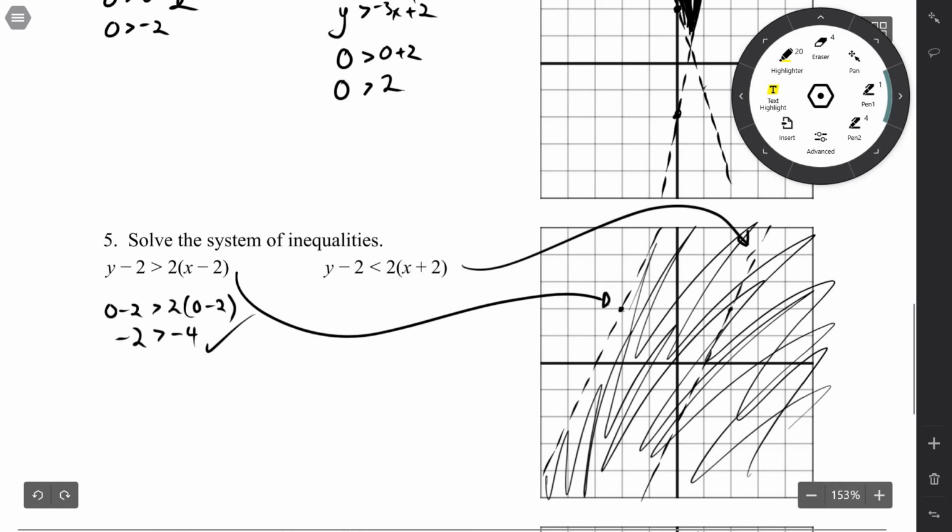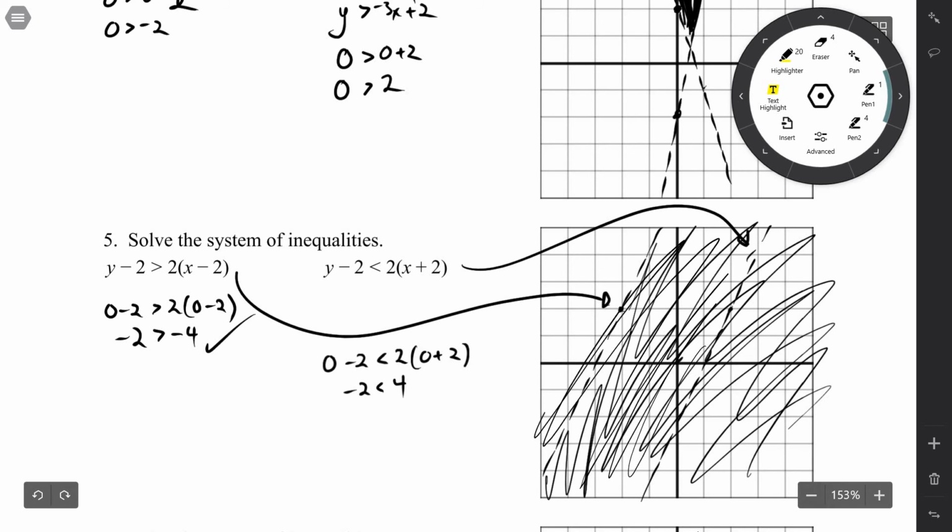If we try out 0, 0, we would get 0 minus 2 is less than 0 plus 2. So you get negative 2 is less than positive 4. That definitely checks out. So it does check out with that origin. So we'd shade in this direction.